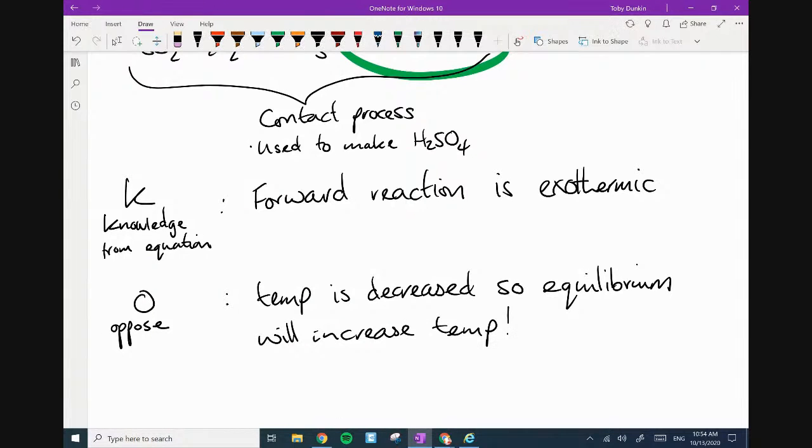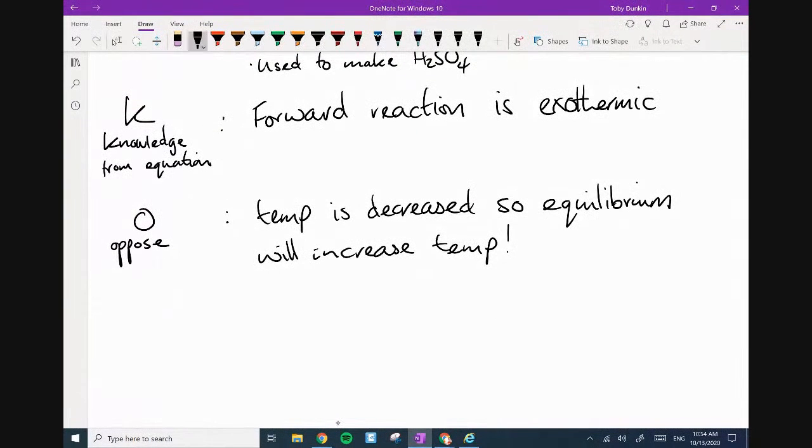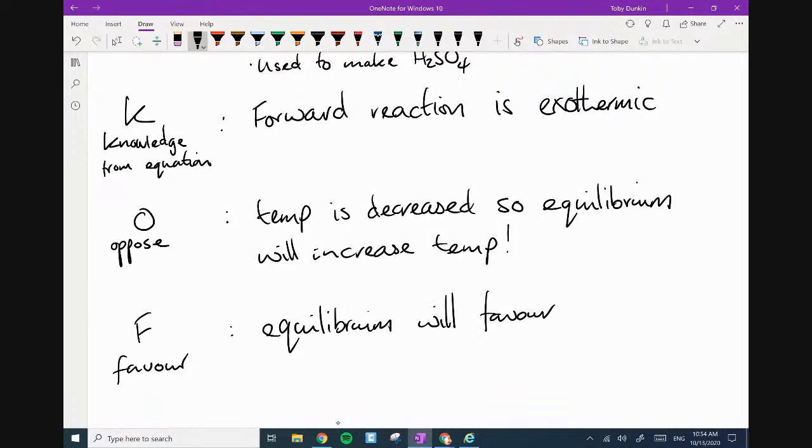Next, now that we've said what the equilibrium is going to do, we need to say how it's going to do it. And the F stands for favor. So how is it going to do this? Equilibrium will favor, it wants to increase the temperature. So it's going to favor the hot reaction. So it will favor exothermic reaction. Now we know that's the forward one. That's the part from the knowledge.